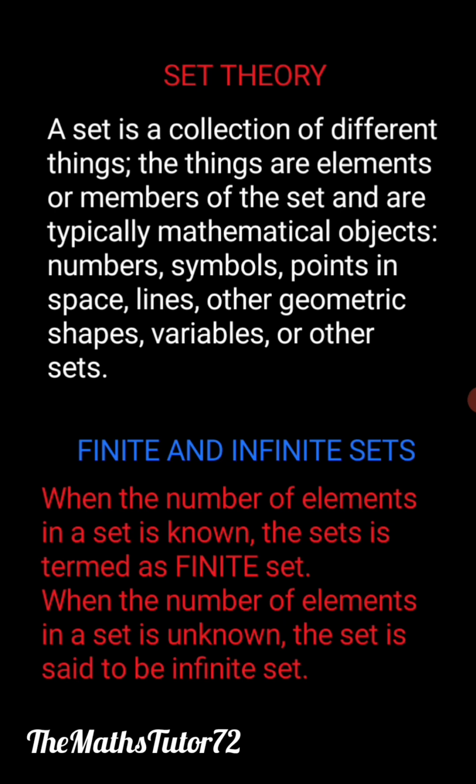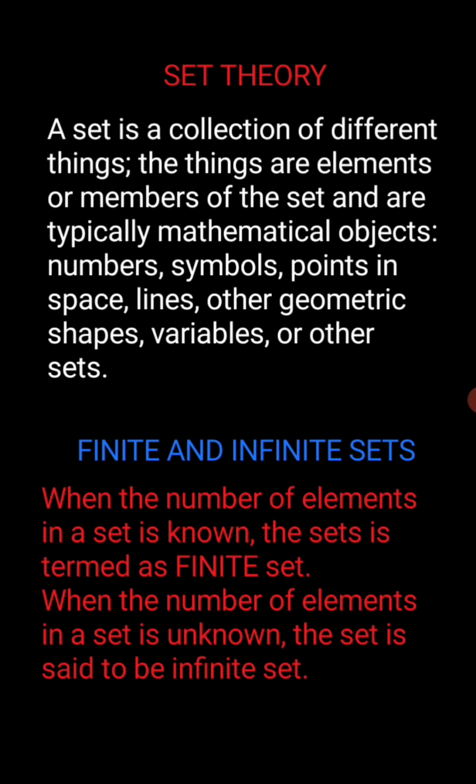In set theory, we'll start by defining what a set is. A set is a collection of different things. What this means is when we group a kind of object together, we can call it a set. If I say a set of farm tools, this includes cutlass, hoe, basket, and so on. So this is a set. It's a collection of objects.